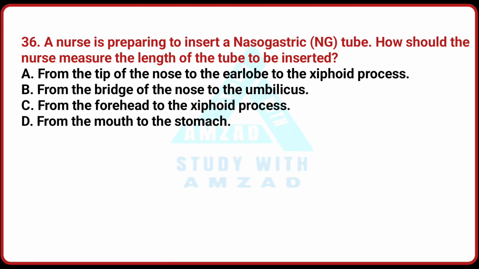Next question. A nurse is preparing to insert an esophageal tube. How should the nurse measure the length of the tube to be inserted? Option A, from the tip of the nose to the earlobe to the xiphoid process. Option B, from the bridge of the nose to the umbilicus. Option C, from the forehead to the xiphoid process. Option D, from the mouth to the stomach.